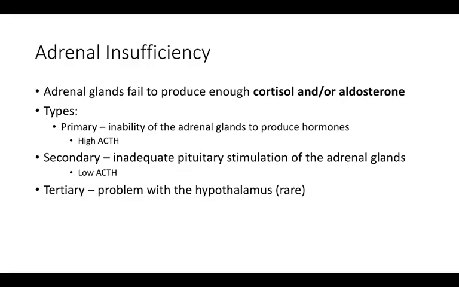Adrenal insufficiency occurs when the adrenal glands fail to produce enough cortisol or aldosterone. Types include primary, which is the inability of the adrenal gland itself to produce hormones. This is accompanied by a high ACTH. There's secondary adrenal insufficiency, in which there's inadequate pituitary stimulation of the adrenal gland. This is accompanied by a low ACTH, and then tertiary, in which there's a problem with the hypothalamus.